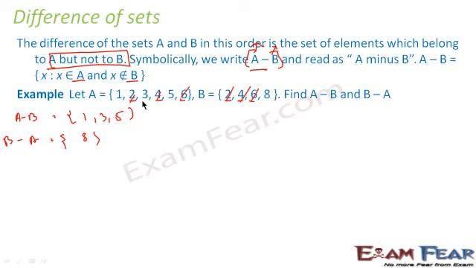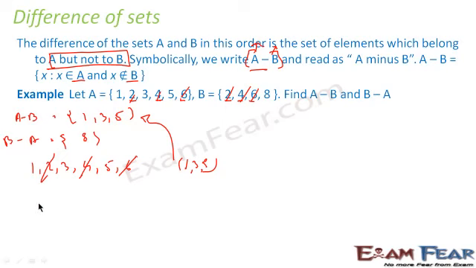For A minus B, first you write all the elements in A. For example, all the elements in A are 1, 2, 3, 4, 5, 6. The elements which are also in B we'll subtract. 2 is there in B, we'll subtract. 4 is there in B, subtract. 5 is not there. 6 is there in B, subtract. So what you get is 1, 3, 5. This is A minus B.